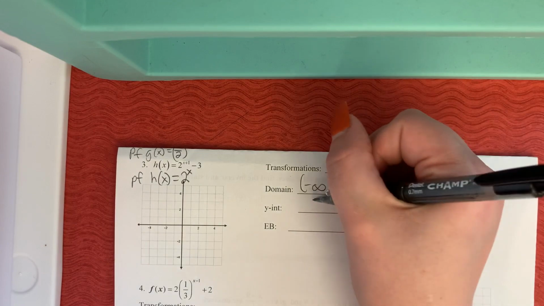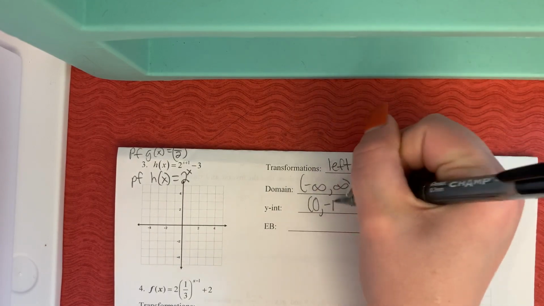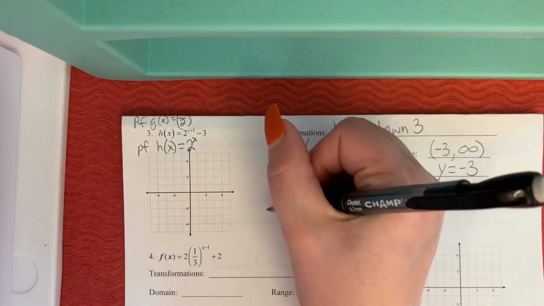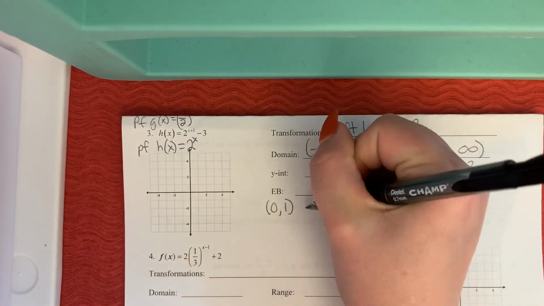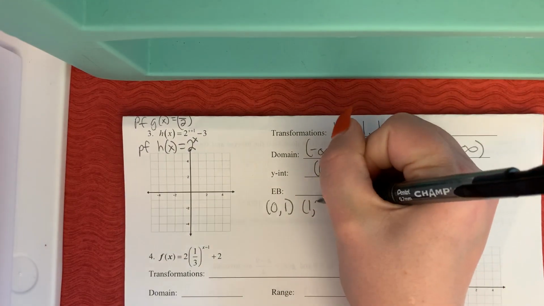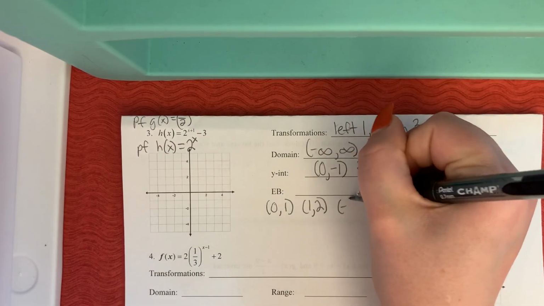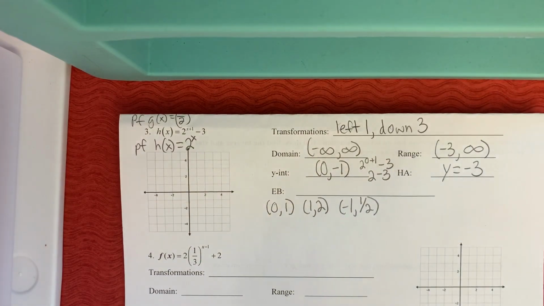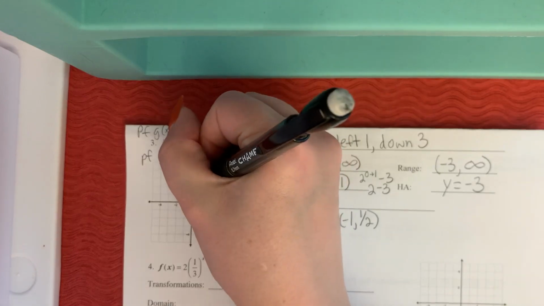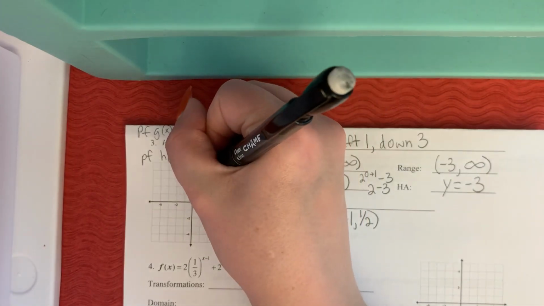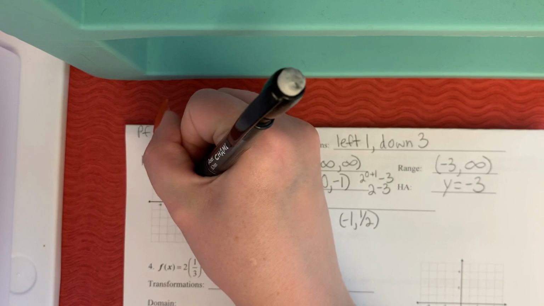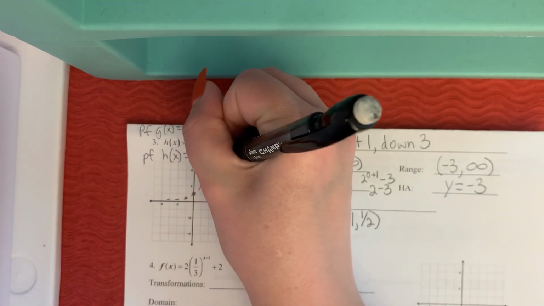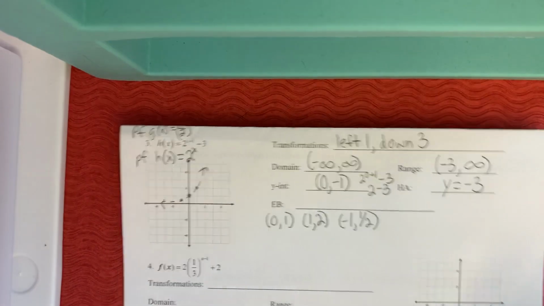And then we can do that pretty easily, and we'll get 0, -1. So now we'll plot our parent function. Again, that's going to be 0, 1, 1 comma the base, which in this case is 2, and -1, 1 over the base, which in this case is 2. So -1, 1/2. So we'll go ahead and plot that. 0, 1, 1, 2, -1, 1/2. And so our parent function will look something like that.